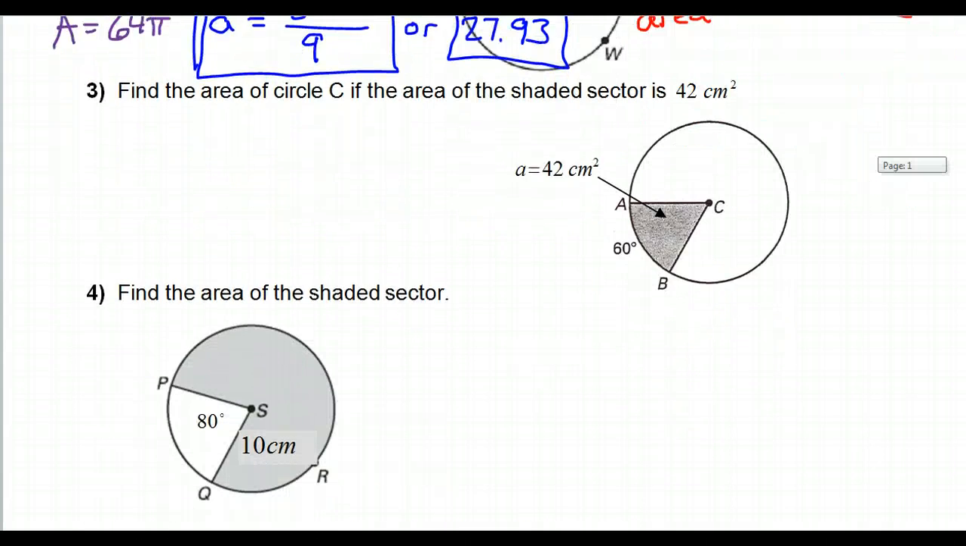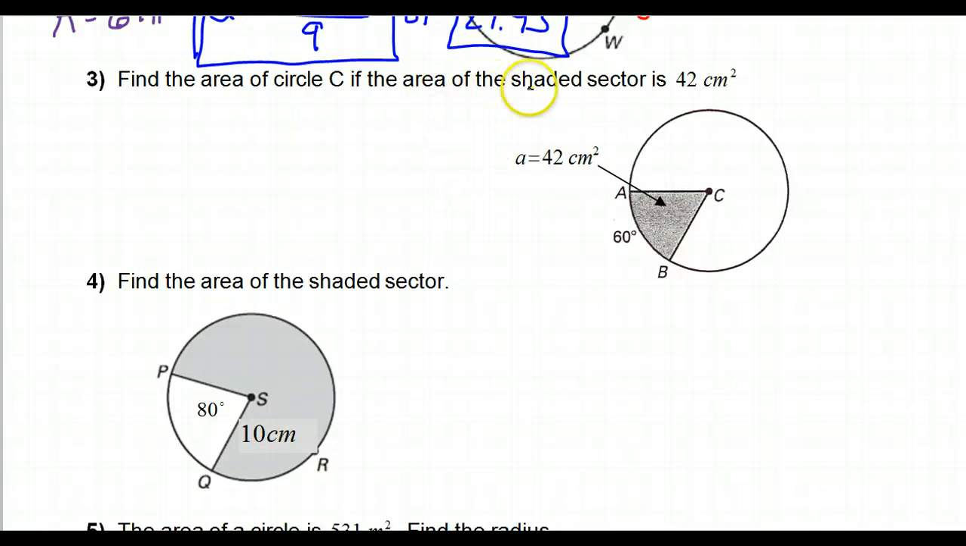Number 3, find the area of the circle if the area of the shaded sector is 42 square centimeters. Again, as soon as I see that we are dealing with a sector, I know that I'm going to do part over whole equals part over whole. Let me start with the degrees. Here we're given degrees, partial degrees. So that's 60 over 360.